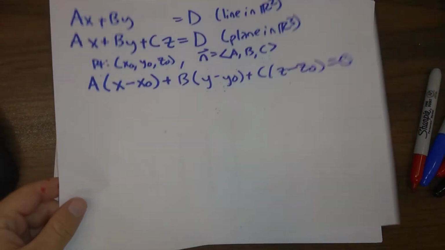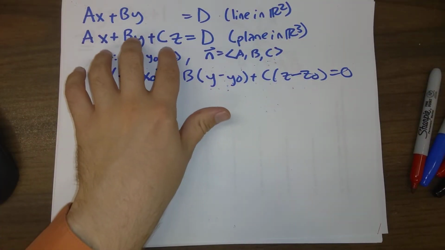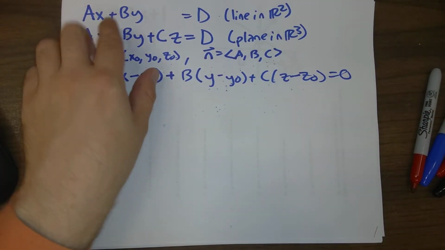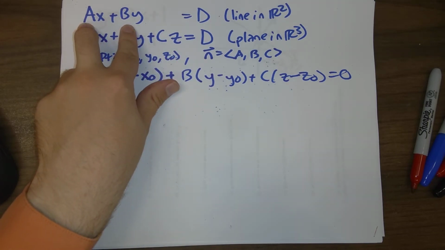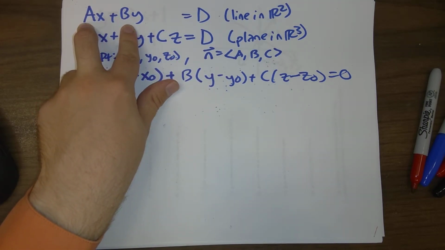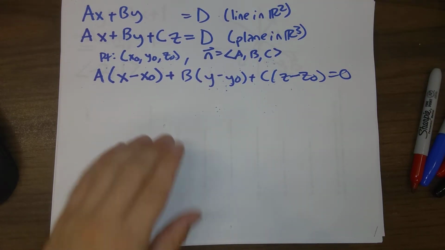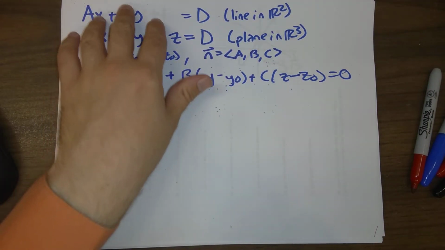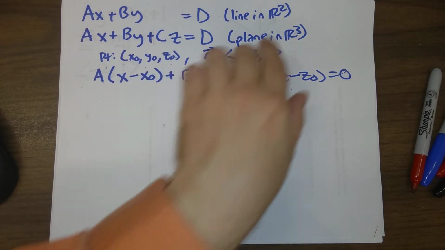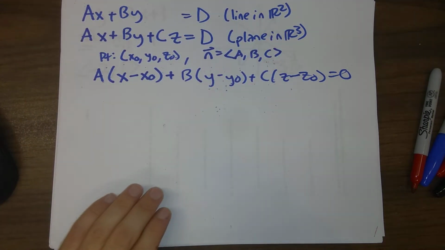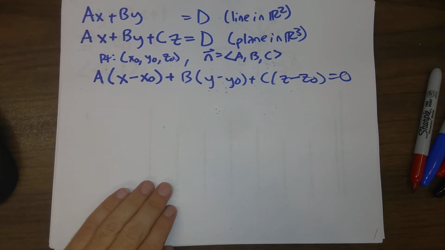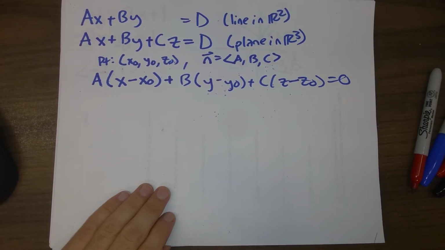I said there are a couple of things here. Why this form? So we can see here that A and B give us the normal vector for a line in R2, just like A, B, C gives us a normal vector to a plane in R3. I think I said R3 for the line, sorry. So A, B gives us the normal vector for a line in R2. A, B, C gives us the normal vector for a plane in R3. But we can do even more.